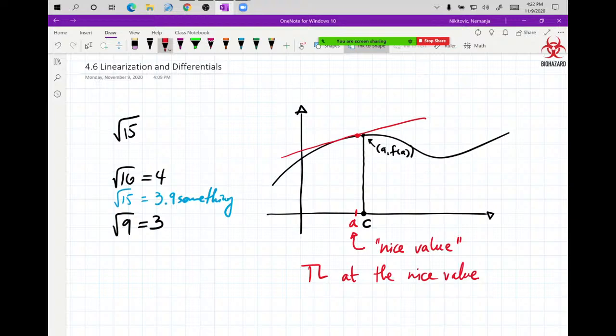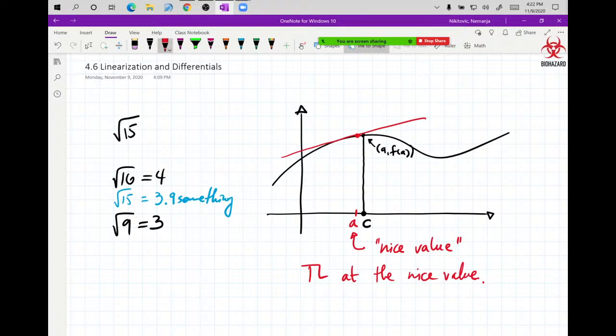Now, a nice value is one that you can compute without a calculator, like ln e, that's 1. ln e squared is 2. ln e to the 10 is 10, right? So those are nice values. Or ln 1 over e, well, that's -1, right? So those are nice values. Or square root of 81, that's 9.